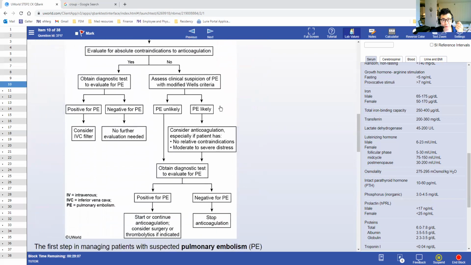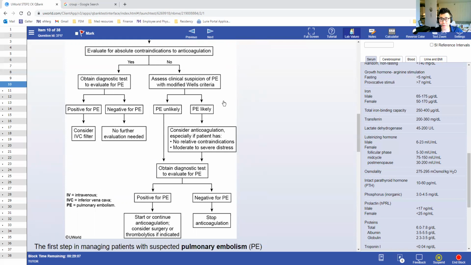So PE is super likely, and the clinical suspicion for PE is so high that you are absolutely sure this person has a PE. Start anticoagulation as long as there's no contraindications. And obviously, you can stop it later if the patient ends up testing negative for PE. But yeah, that's a very important lesson. Step two loves to test on this type of thing.